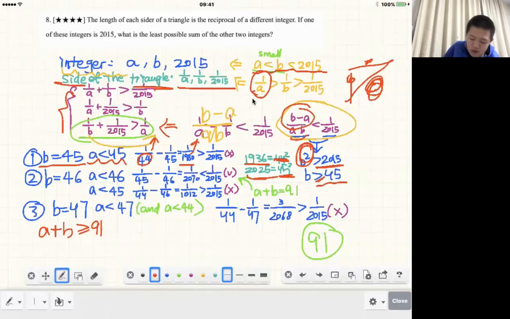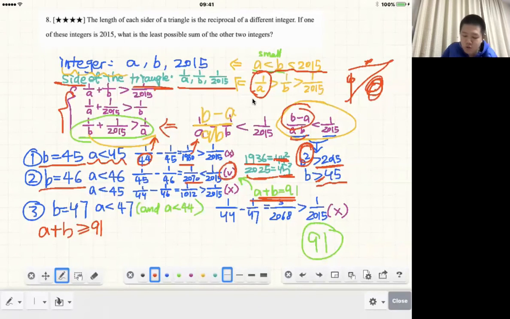So you would consider b being 46. When b is 46, a has to be less than 46. In this case, you have 1 over 45 minus 1 over 46. This gives you 1 over 45 times 46, which is 1 over 2070. As it has a larger denominator, this is actually smaller than 1 over 2015, and this applies here. This gives you a plus b equals 91. So that's our least possible sum for now.